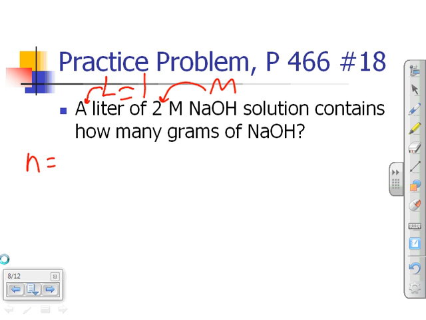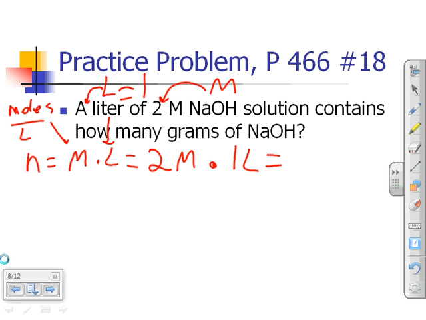We know that moles is equal to molarity times liters. Again, remember this molarity is moles over liters. So when we take moles over liters times liters, the liters will cancel and we'll end up with moles. So that's what we're looking for. So now we can just plug these numbers in. The molarity is equal to 2. It's going to be 2 molar times 1 liter, and that's going to give us 2 moles. So we have 2 moles of sodium hydroxide.